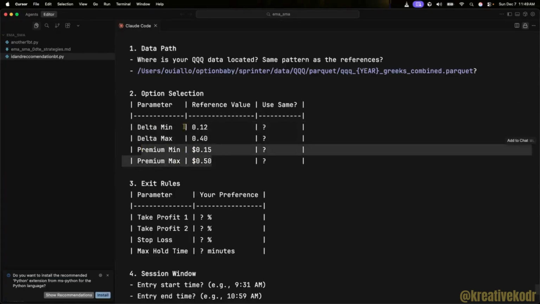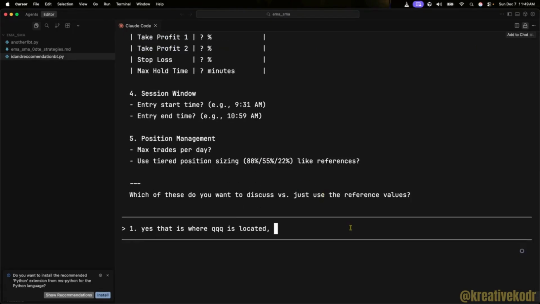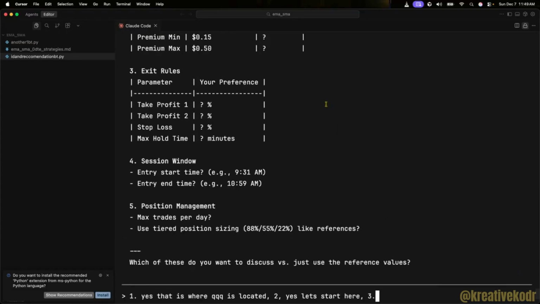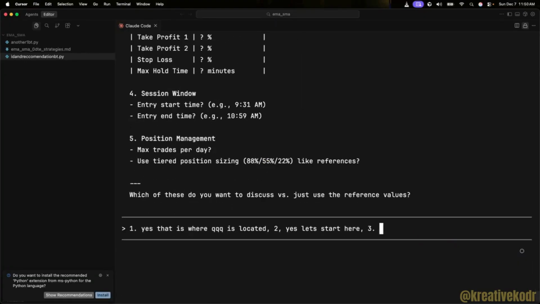And then premium, we're only buying option contracts that are between $15 and $50. Remember, for every one option contract, there's 100 shares, so you just multiply it by 100. Take profit. Let's start here. 3 take profit levels. This is how we're going to exit the position. So for take profit 1, 20.5.8%. And I like to have 2 take profit levels, multiple ways for the strategy to get out of the position. Take profit 2, we're going to have 15.